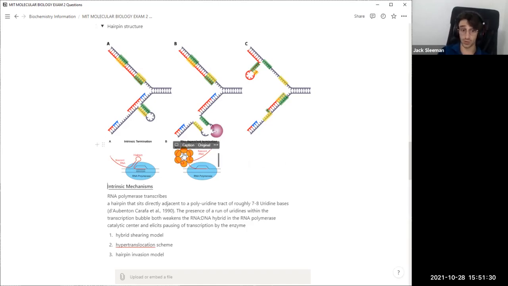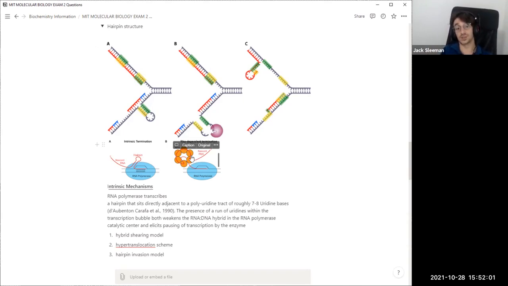Rho-dependent termination requires Rho, which is a 6-membered helicase, which basically, upon seeing a little site on the DNA or something like that, I'm a little rusty with it, but Rho will detect that, and it'll come over and then yank out the DNA strand physically from the RNA polymerase, which is also pretty cool.